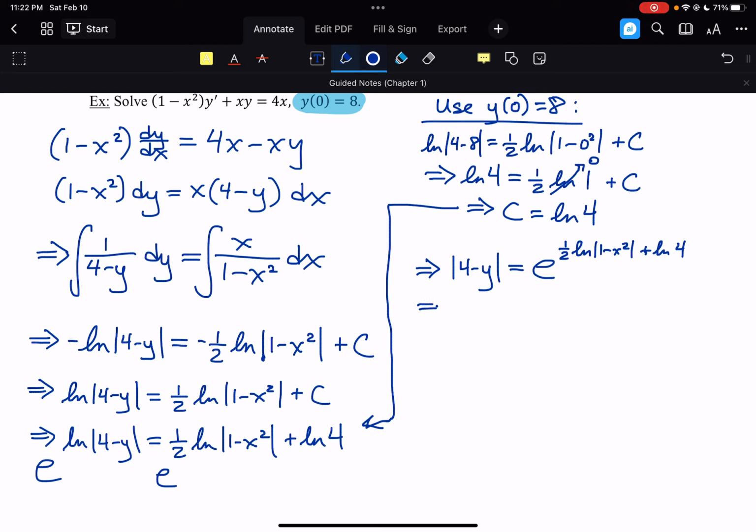We can go ahead and play around with that right-hand side algebraically a little bit. You have an addition here within the power. We can split that up into a product of the bases. So that's e to the 1/2 ln of absolute value of 1 minus x squared times e to the ln of 4.